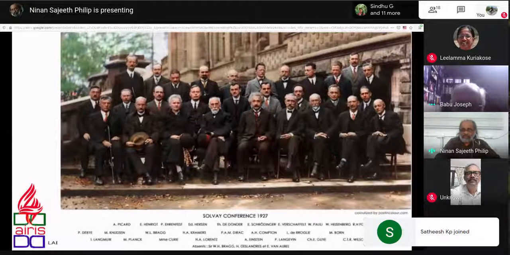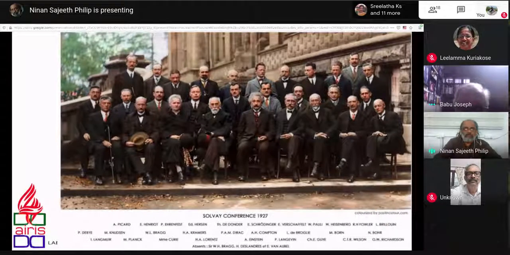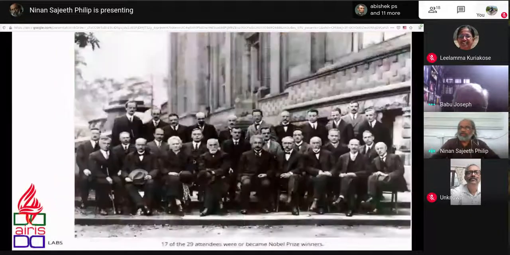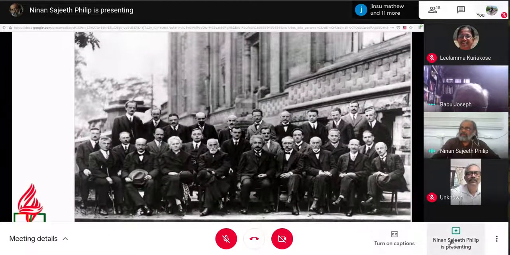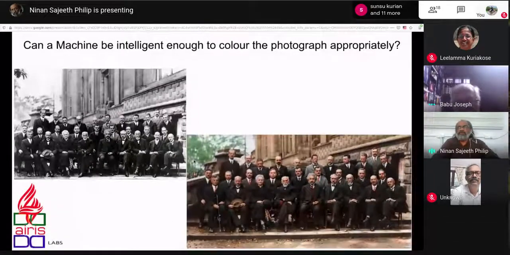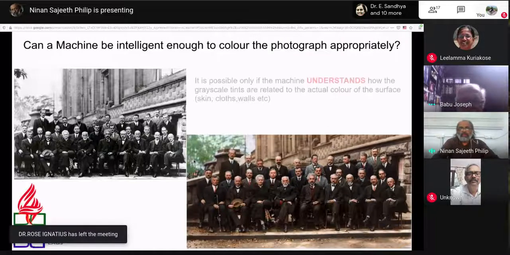And of course, this artistic skill, which enabled the artist to convert this black and white image into color, is really admirable. But my point is different. I just want to ask whether a machine can be intelligent enough to color the photograph appropriately. It's because this is an old photograph.